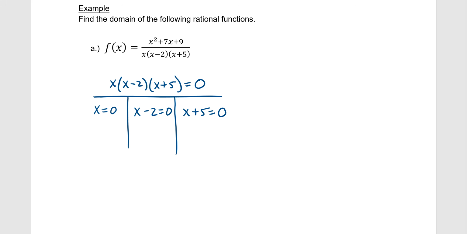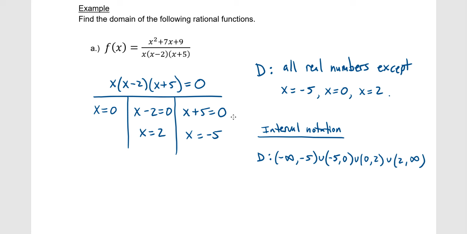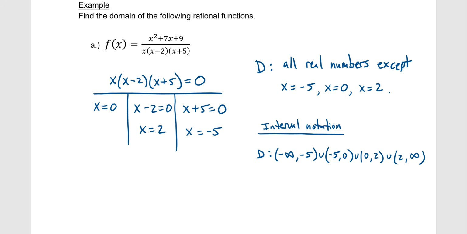The first one's already solved, that's just x equals 0. For the second one, we add 2 to both sides, so we get x equals 2. For the third one, subtract 5 on both sides, and we get x equals negative 5. So the domain here is all real numbers except for x equals 0, x equals 2, and x equals negative 5. I also wrote that in interval notation down below, so either notation would be fine for now.